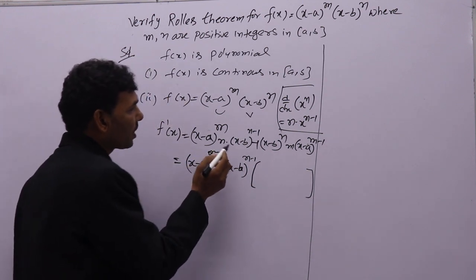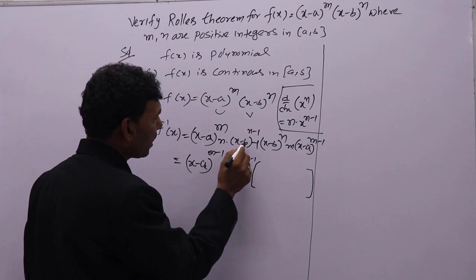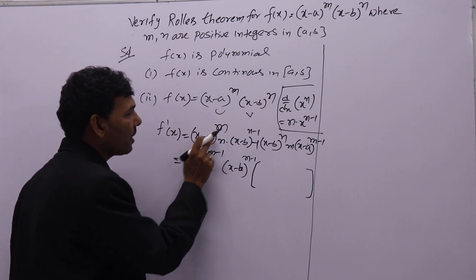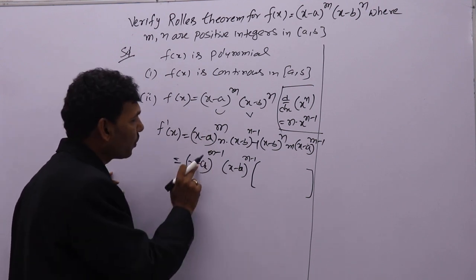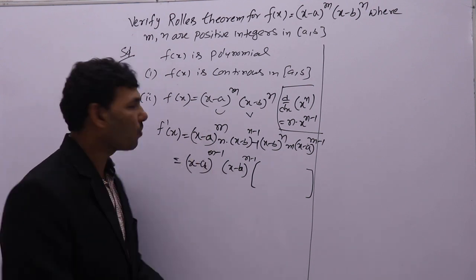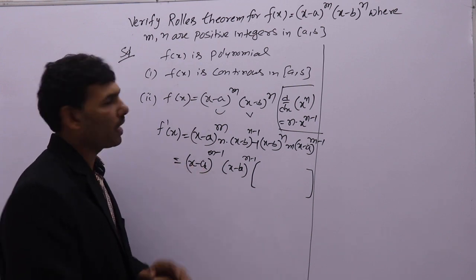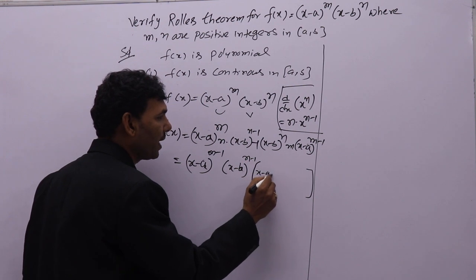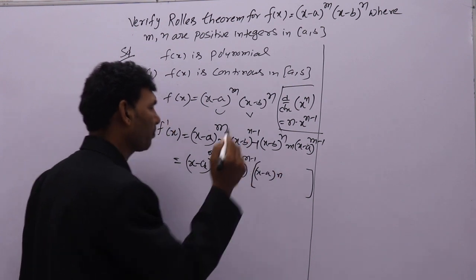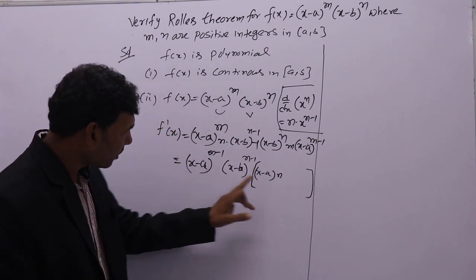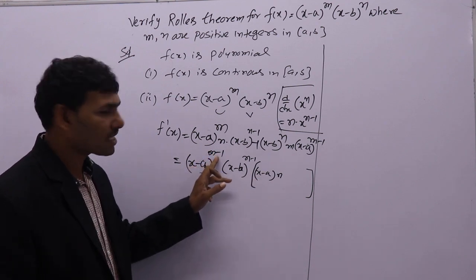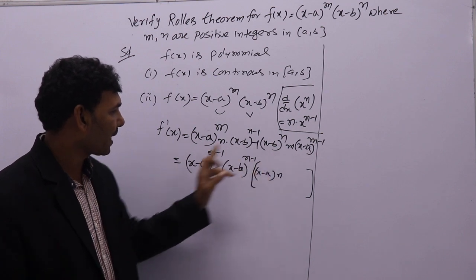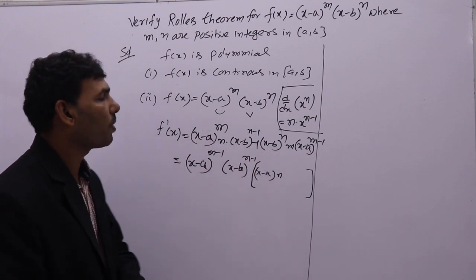So here (x minus a) whole power m minus 1 and (x minus b) whole power n minus 1 are common, but you have here (x minus a) whole power m only. To get (x minus a) whole power m minus 1, this can be written like this, (x minus a) into m. If you multiply this, m minus 1 plus 1 gets cancelled, and you will get (x minus a) whole power m only.